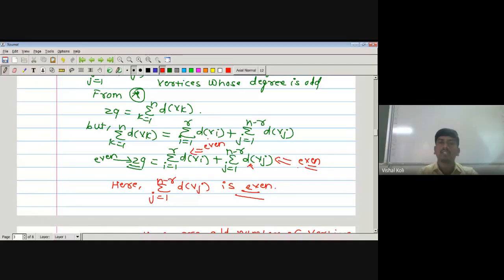as the summation over all those vertices whose degree is even plus the sum of degrees of all those vertices whose degree is odd. This total is nothing but the degree of graph G, and the degree of graph G is nothing but twice the number of edges, that is 2q, which is equal to summation i running from 1 to r of d of vi plus summation j running from 1 to n minus r of d of vj.